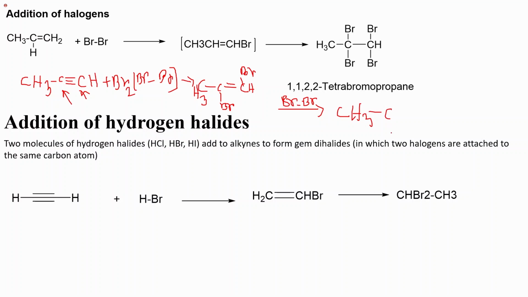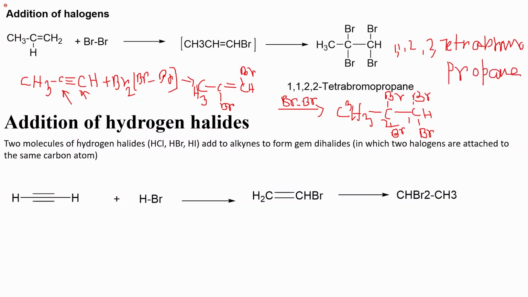CH3, C, Br. So now we are getting 1,1,2,2-tetrabromopropane, because this is carbon 1, 2 and this is 3. So the whole molecule will be 1,1,2,2, because there are 2 carbons with 2 bromine atoms each. So then tetrabromo, tetrabromopropane.